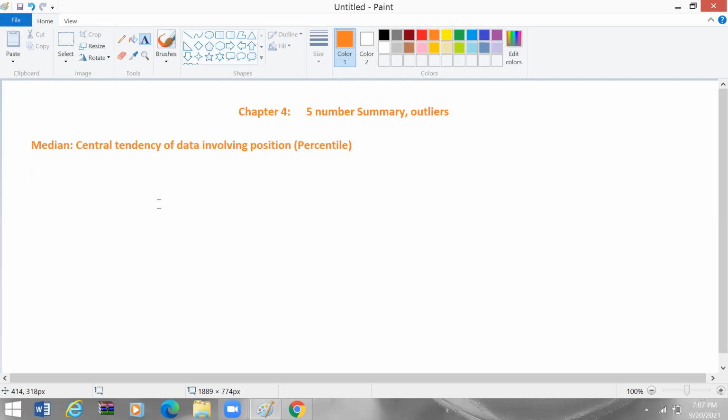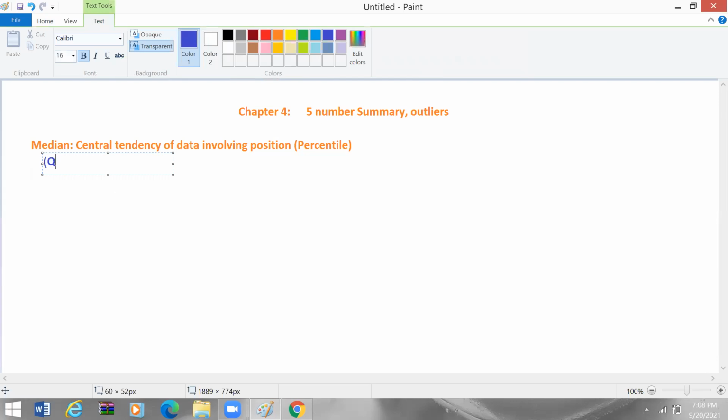The median is basically splitting up the data into 50 and 50. That's a big part of the data set. The median is also called the Q2 of the data set.